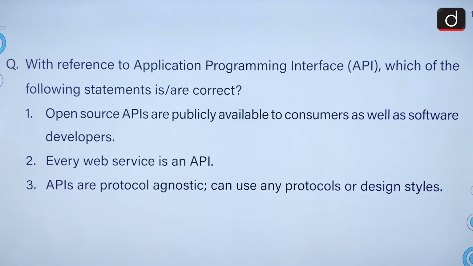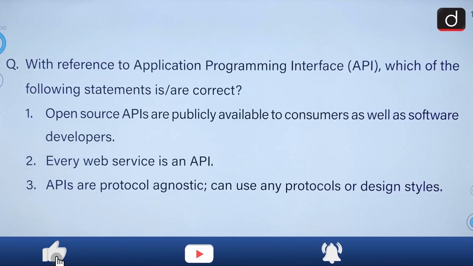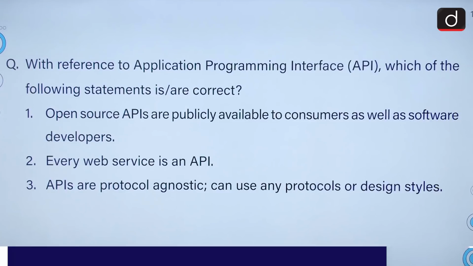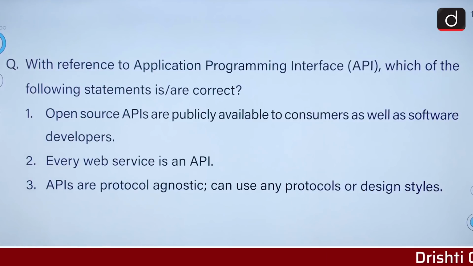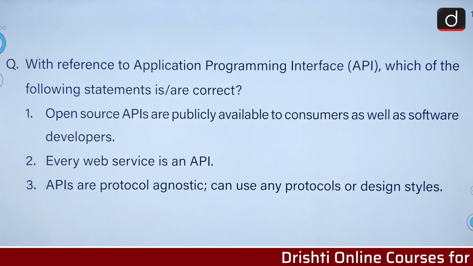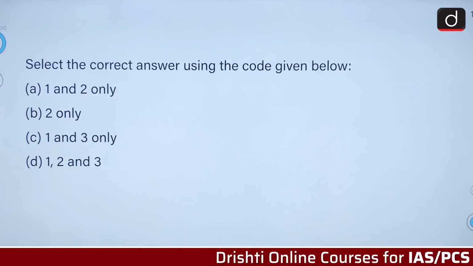Open source APIs are publicly available to consumers as well as software developers. Every web service is an API. APIs are protocol agnostic, can use any protocols or design styles. So we have to select the correct answer. All these three are definitely correct. The correct answer is option D.